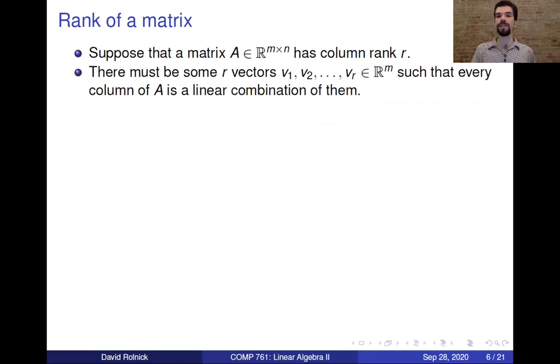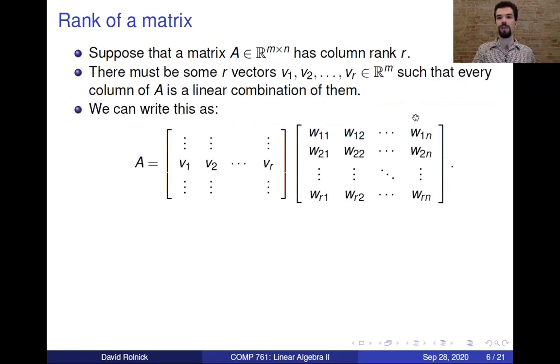So, suppose that a matrix has column rank R. Then there have to be some R vectors such that every column of A is a linear combination of them. That's what it means to have column rank R. Let's write this down. These are the column vectors, and each column of A is going to be some linear combination of these column vectors. So we can just write A as a product of the matrix with these column vectors and these weights. This first column is just a linear combination of the column vectors, and that gives us the first column of A. These weights, if we dot that with this, we get another linear combination of the columns. And so this is just capturing that the matrix A is a linear combination of these columns. That's all it's saying.